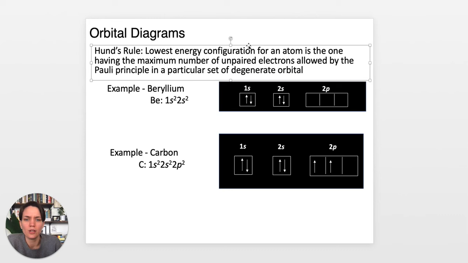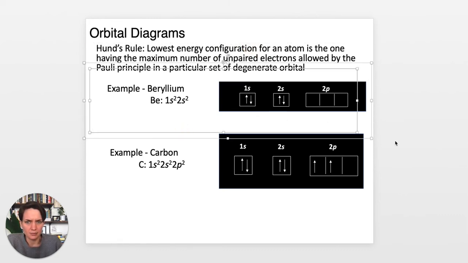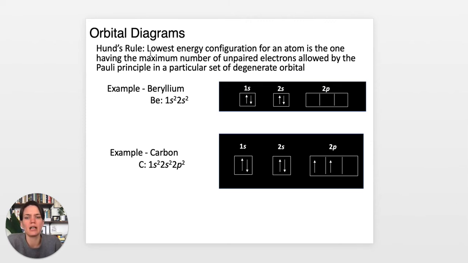So the big considerations here is that we have Hund's rule, and then we have the Pauli exclusion principle. So here we have the lowest energy configuration of an atom is the one having the maximum number of unpaired electrons. It's Hund's. And that's allowed by the Pauli principle of a particular set of degenerate orbitals. Okay, so what does that mean?